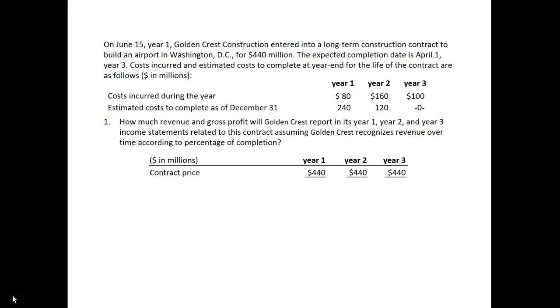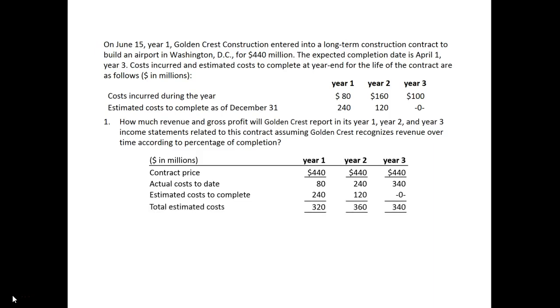So our contract price is $440. The cost to date for each of the years would be the $80, and then the $160 plus the $80 then gives us $240. And then in year 3 we have $340,000 of actual costs. As you see, the estimated costs to complete help us calculate at the end of year 1 what we anticipate the total estimated cost to be of $320.